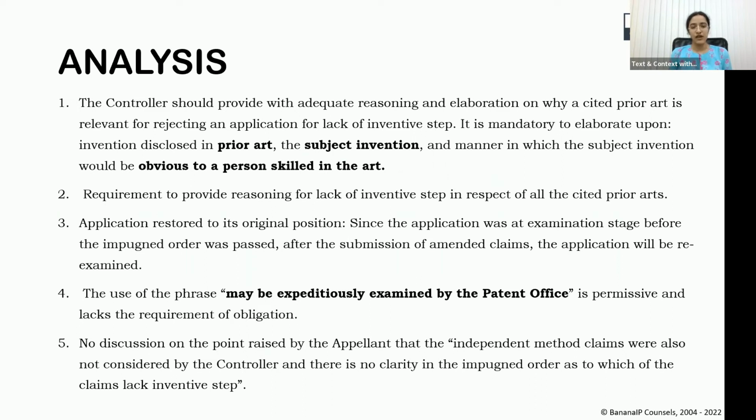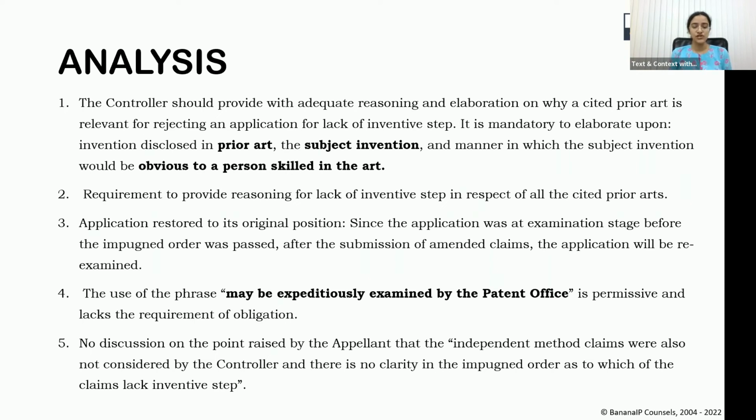Now, if the controller is citing multiple prior arts, then there is a requirement to provide reasoning for lack of inventive step in respect of all the cited prior arts. So in this particular order, only D3 was provided some discussion, but it seems from the order that D1 and D2 were also mandatory to be discussed in the order.